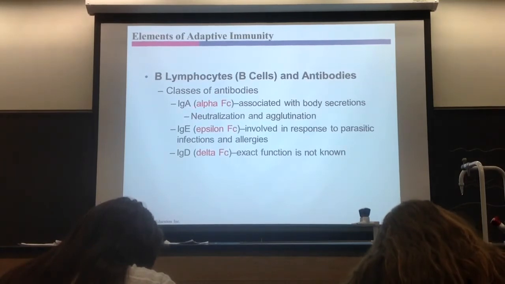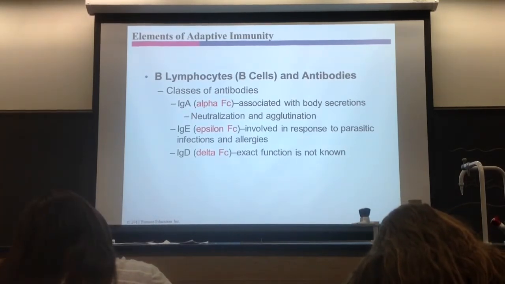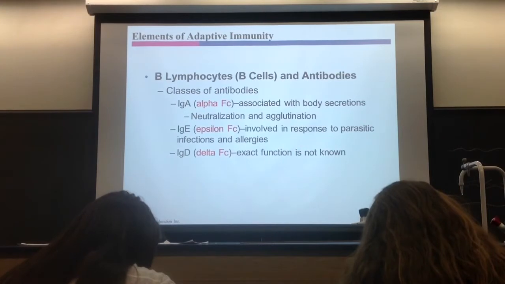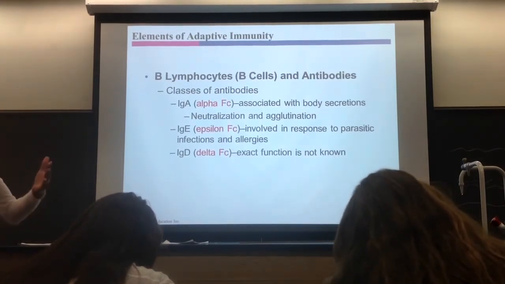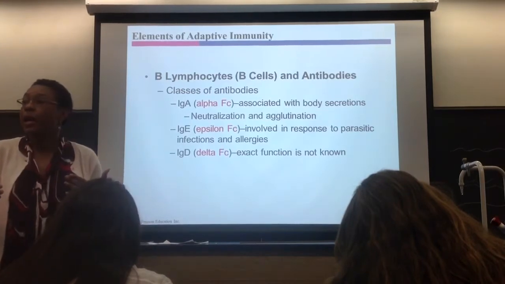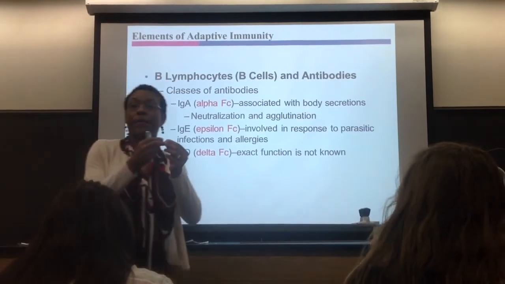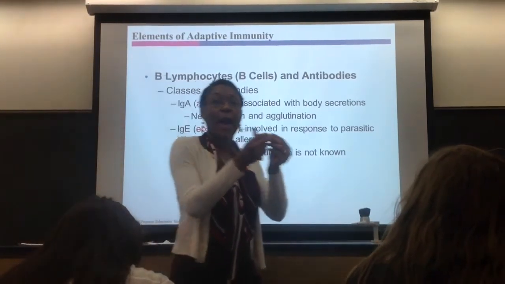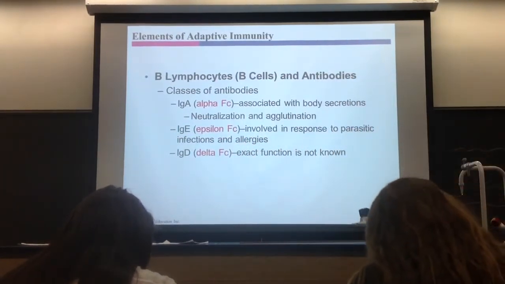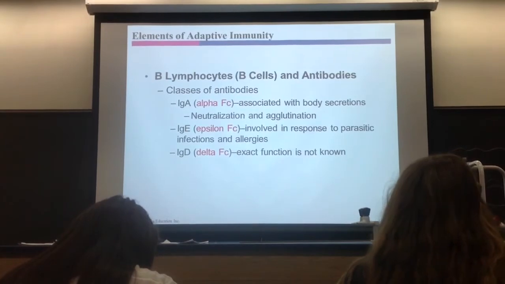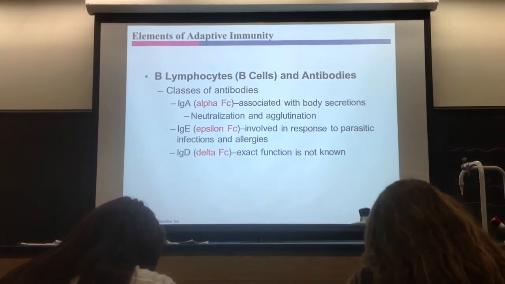Now, secreted IgA, if it's found in bodily secretions, it forms a dimer. So it's secretory IgA. So if it's found in a bodily secretion, it's a dimer. So two of them come together, and they stick together, and they act to do either neutralization or agglutination. But the key thing is to really know it helps protect your newborn. It's found in breast milk.